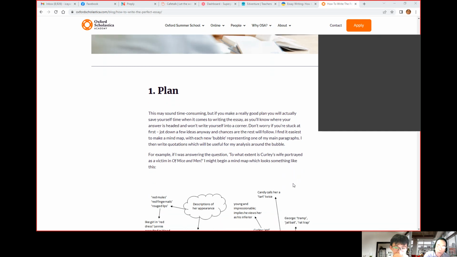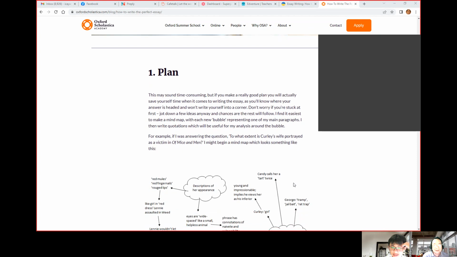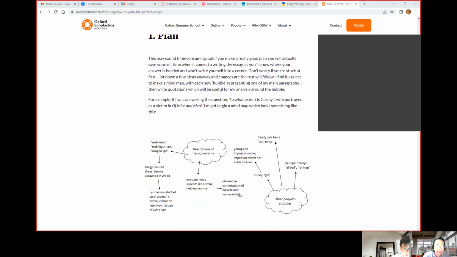When we say plan, what does it mean? Our plan is our thinking and arrangement of thinking to put it in order. It's very important for you to plan before you put that in writing, because in a perfect essay, planning is very important. Although planning sounds time consuming, if you make a really good plan, you will actually save yourself time when it comes to writing the essay. And look at this one, Khoi. These are examples of how you can plan for an essay.